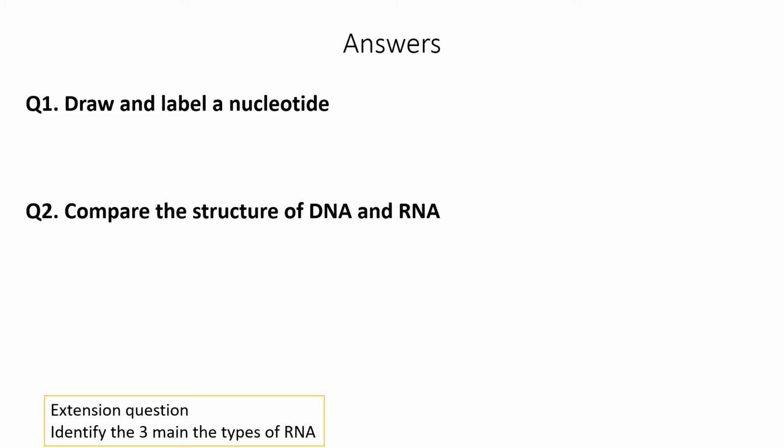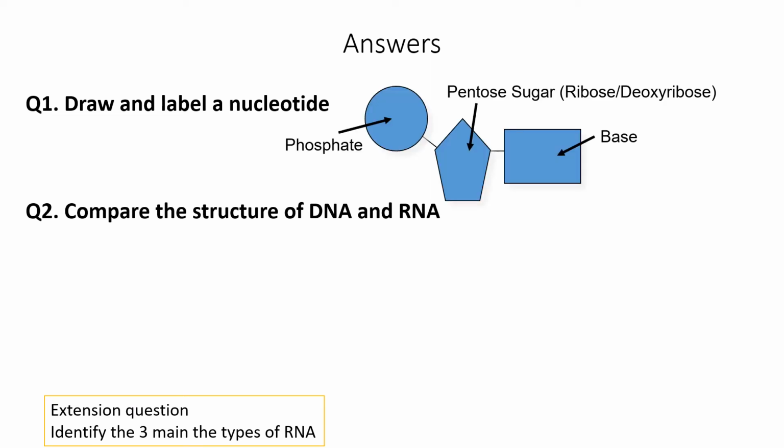When you're drawing and labeling a nucleotide, there are three main parts. You have the phosphate group, the pentose sugar, which depending on if it's DNA or RNA will be ribose or deoxyribose, and then you'll have a base. And again, depending on if it's DNA or RNA, you have slightly different bases with thymine and uracil.